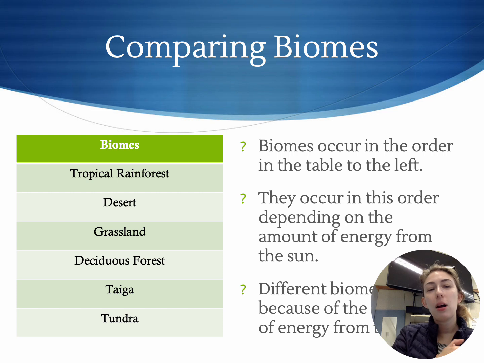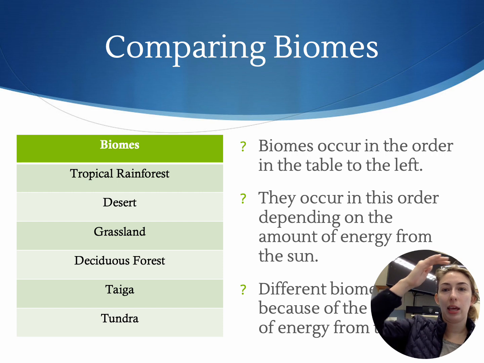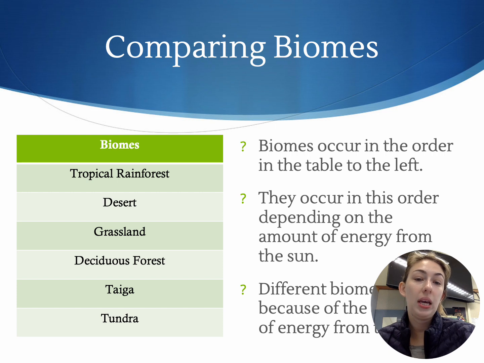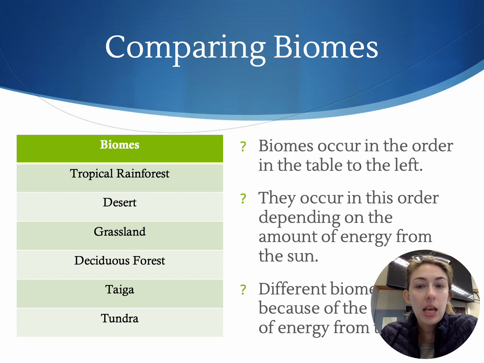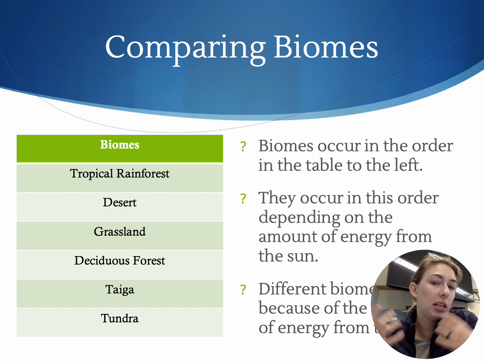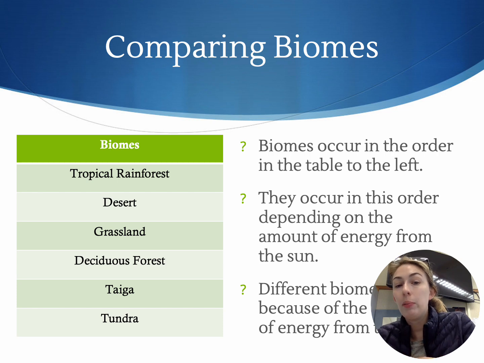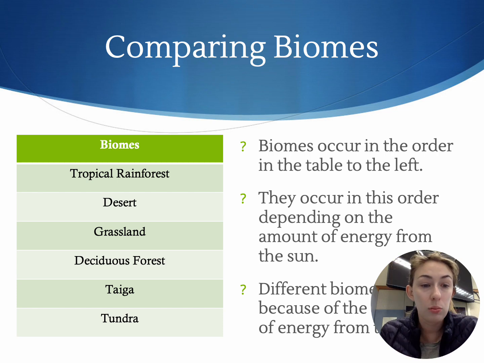So comparing our biomes, they're going to occur in the order of that table. Remember how I talked about going from polar to more temperate? This is where that applies. They occur in this order because of the amount of energy. Remember, biomes need energy. We get our energy from the sun. Our plants absorb that energy from the sun and make it into a form that we then consume and convert to ATP for our bodies to use.